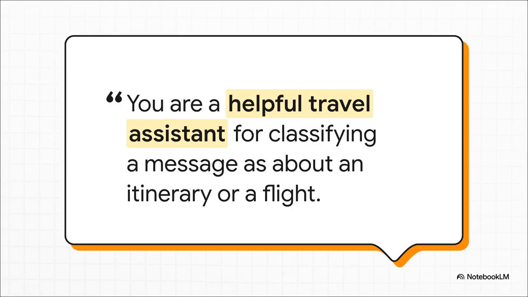Okay, so our travel agent needs to do two very different things: find flights and create itineraries. To handle that, we need a decision maker at the front, so we'll add a classifier agent and give it one simple, clear instruction. You are a helpful travel assistant for classifying whether a message is about an itinerary or a flight. We're basically giving it one job and one job only: sort the mail as it comes in.